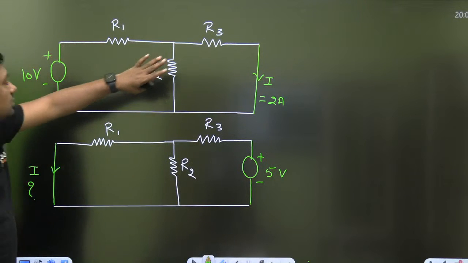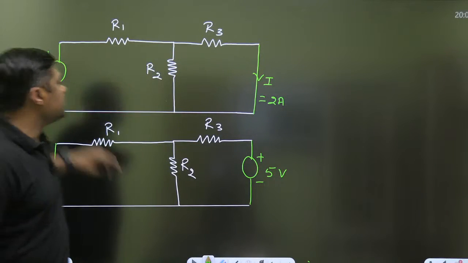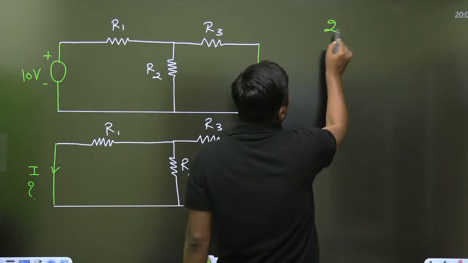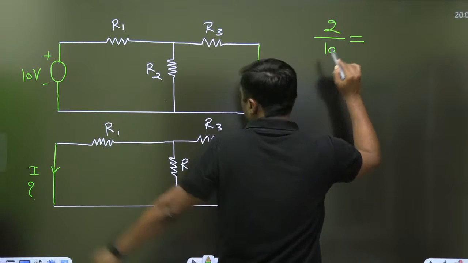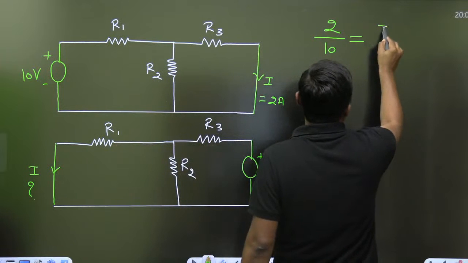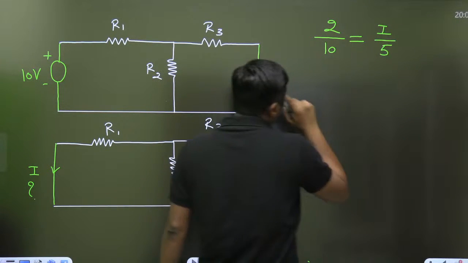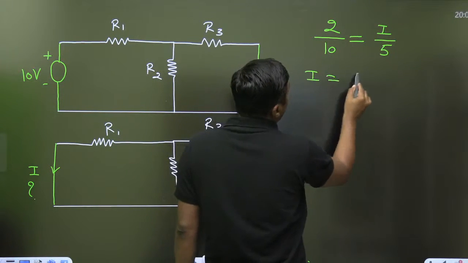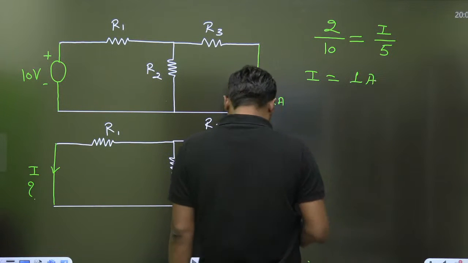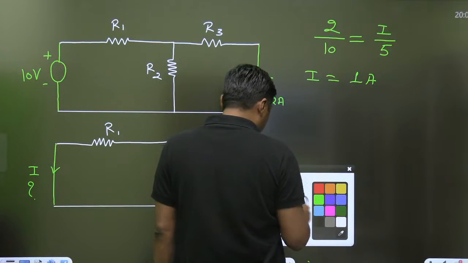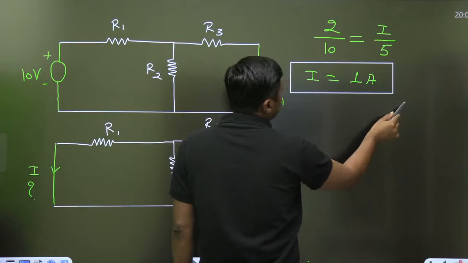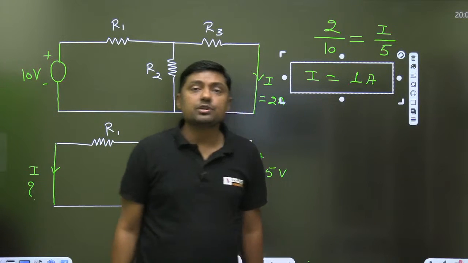That is the response upon excitation from the first diagram, 2/10, is equal to the response upon excitation from the second diagram, and this I will become 1 ampere. That will be the answer. Okay, very simple reciprocity theorem.